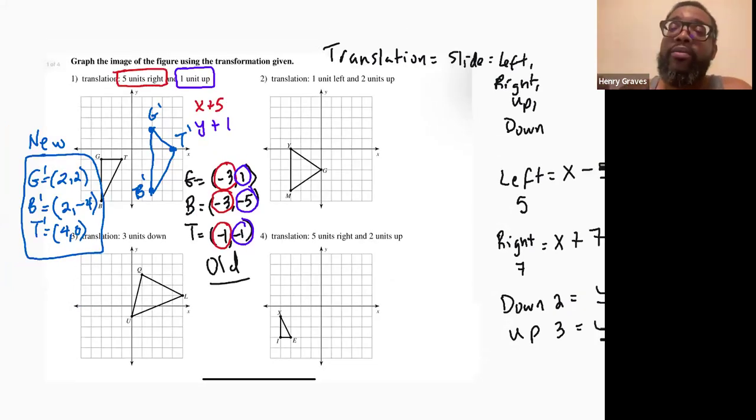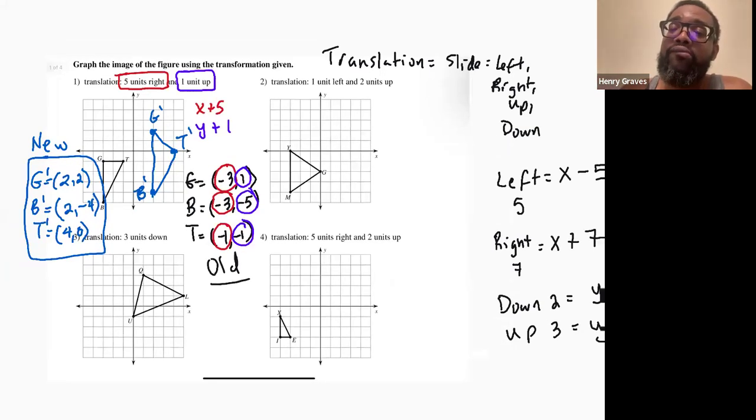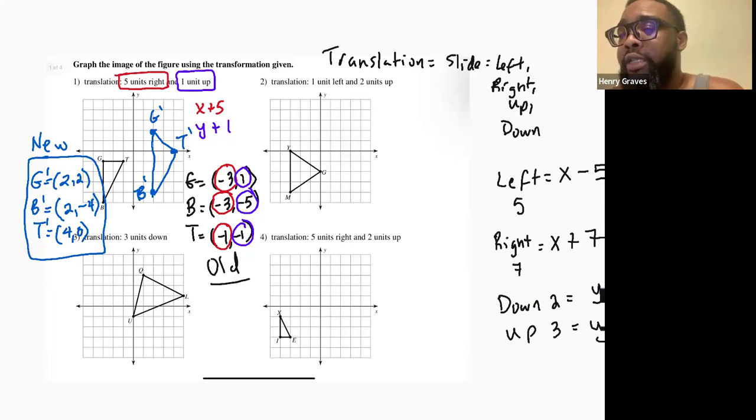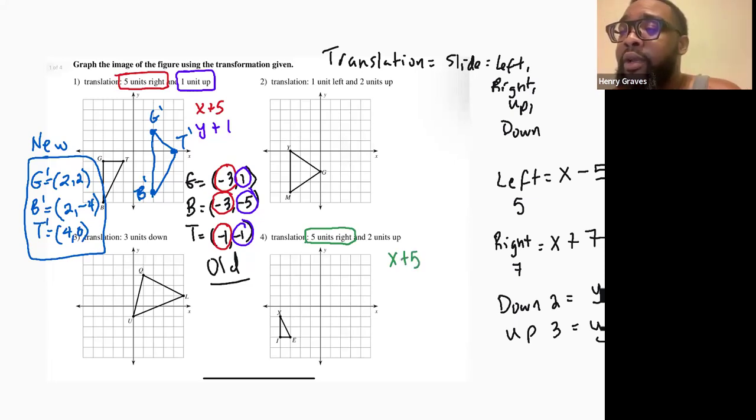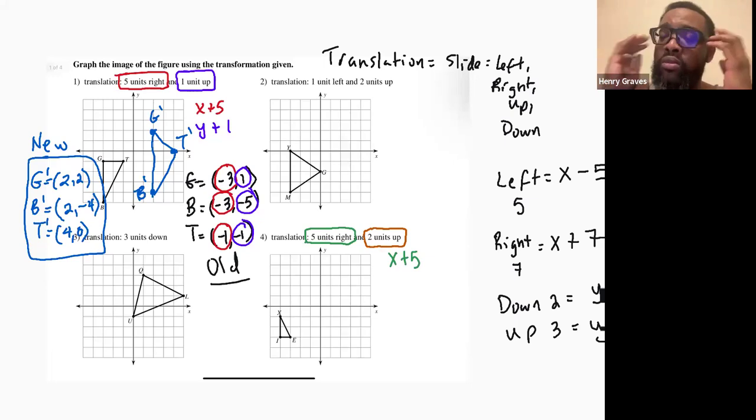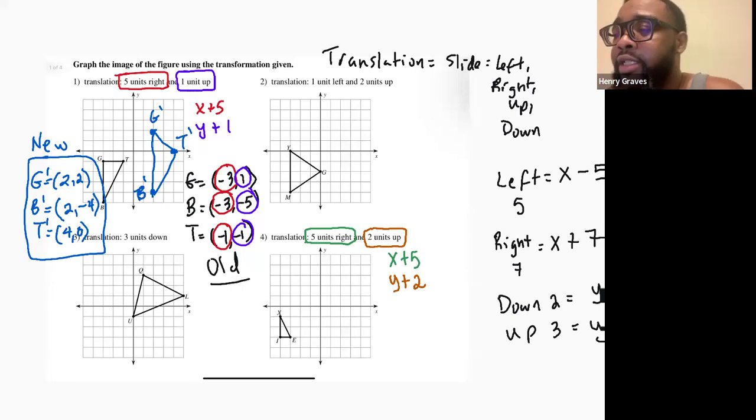So number 4 here, I'm going to select 2 different colors. I'm going to do green here. So that's going to be x plus 5. Whatever my x number is, I'm going to add 5 to it. Then this one is going to be 2 units up, right? So I'm going to do y plus 2. So let me do that. These are my old ordered pairs I'm messing with.